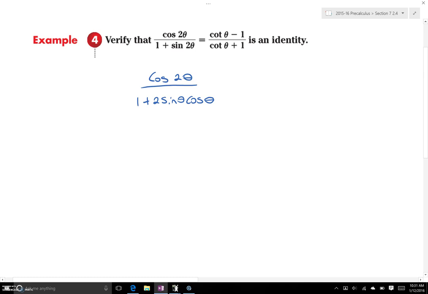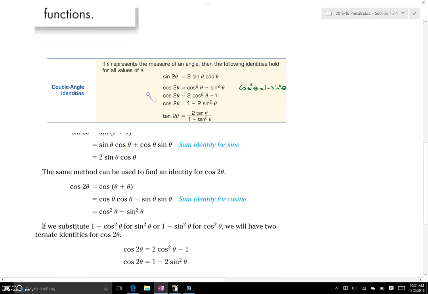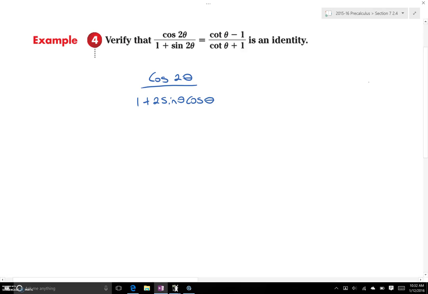And the next thing that I want to do is I want to look at all the cosine 2 theta identities and see which one's going to work best for me. So these two involve cosine squared and sine squared, but not the other, and still a 1. So it's possible that we could maybe get rid of a 1 if we used one of these. But in this case, it's actually easiest to use cosine squared minus sine squared. So we're going to go with that for our top, the numerator.